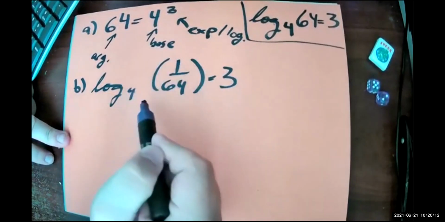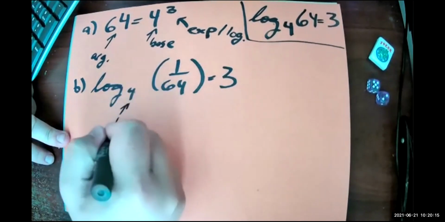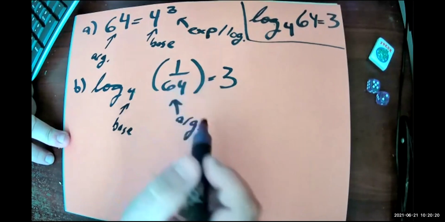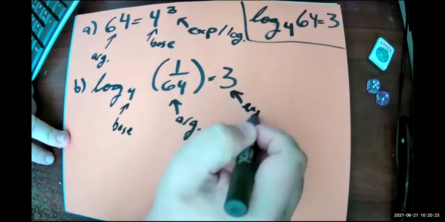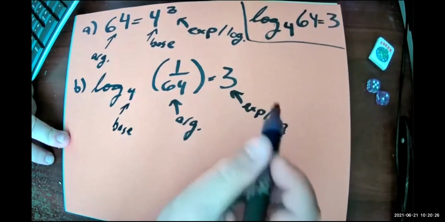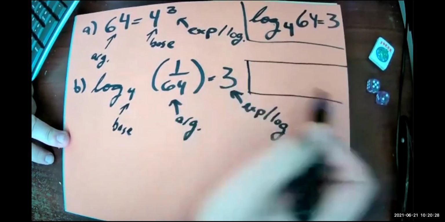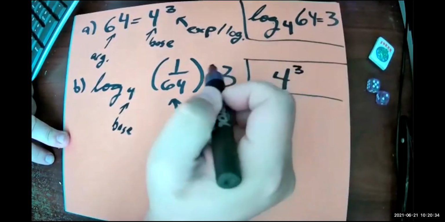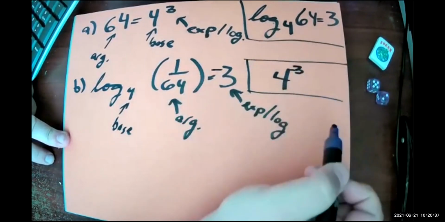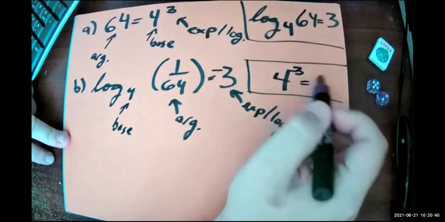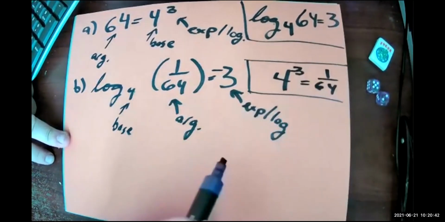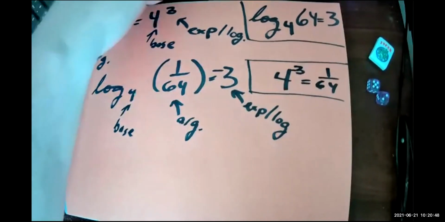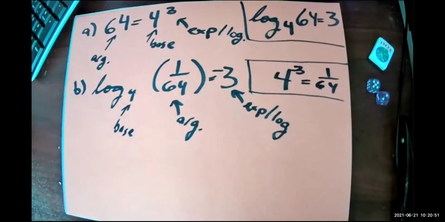In the same breath, we could do the same thing for this. Here we have a base of 4. Here we have an argument of 1/64th, and we like to call that the argument. And here we have the exponent, or log, of 3. So to rewrite this one in exponential form, I'd first write the base, and then write it to the power. That's a negative, by the way. And equals 1/64th, which is our argument. Okay. So these are great examples of how to move back and forth between exponential and logarithmic format, knowing the connection between them and their relationship.